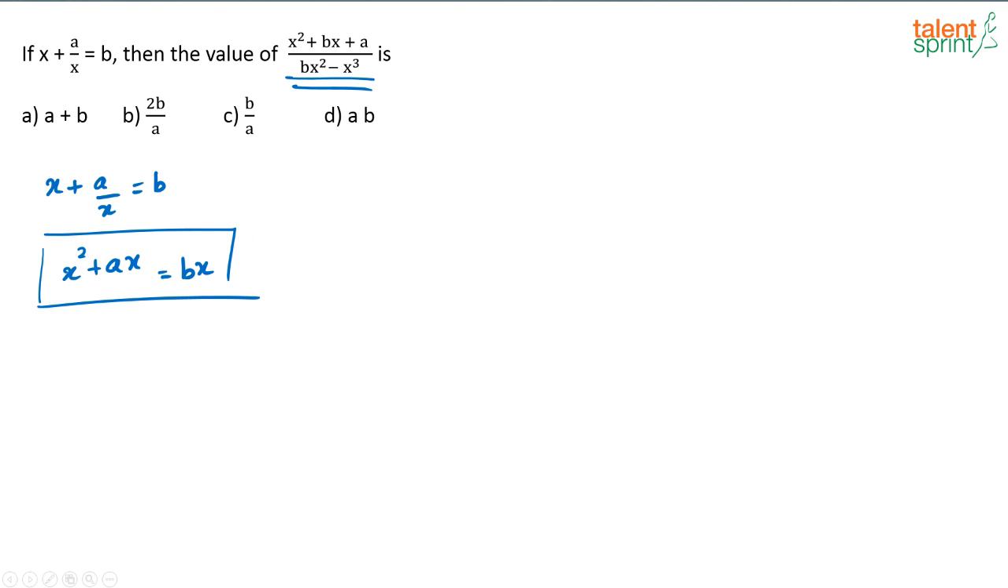Now what should I find out? I have to find out the value of this expression: x squared plus bx plus a divided by bx squared minus x cube. See, here I know x squared plus a is equal to bx. When I take the LCM, I have x squared plus a is equal to bx, correct? It's not ax, it's a. So when I look at this expression, I have the term x squared plus a here also. Now, I know x squared plus a is nothing but bx.